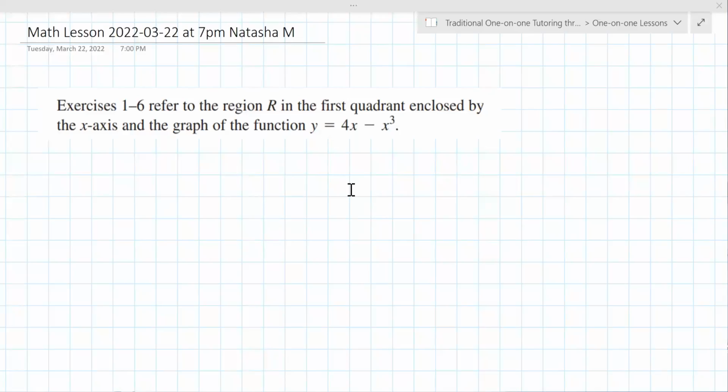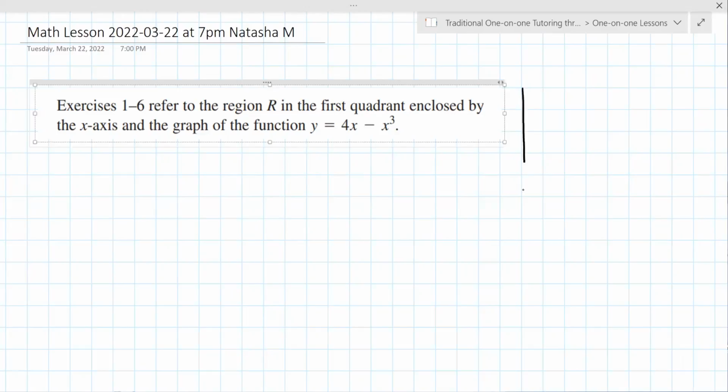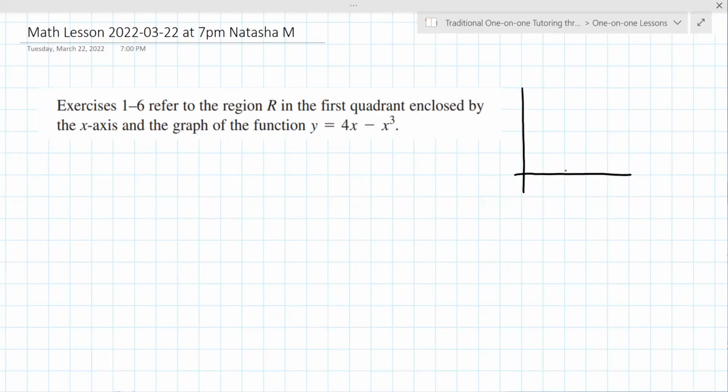Okay, so if you're seeing my screen, it says exercises 1 through 6 refer to region R in the first quadrant enclosed by 4x minus x cubed. If you were to graph that, you would see that it hits at 0 and 2. You don't necessarily need to know this, but it would do something like that.